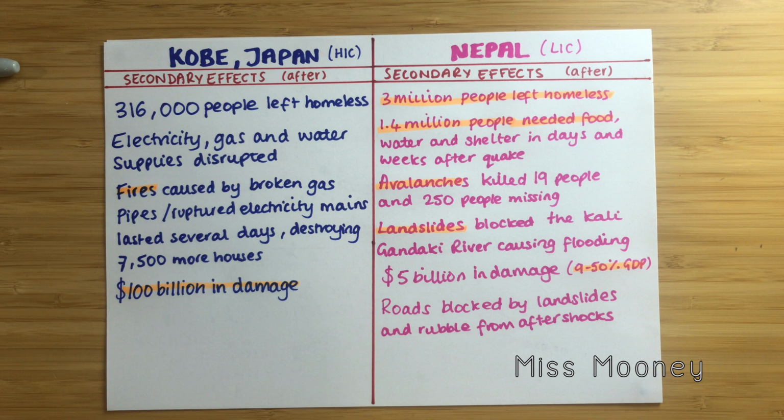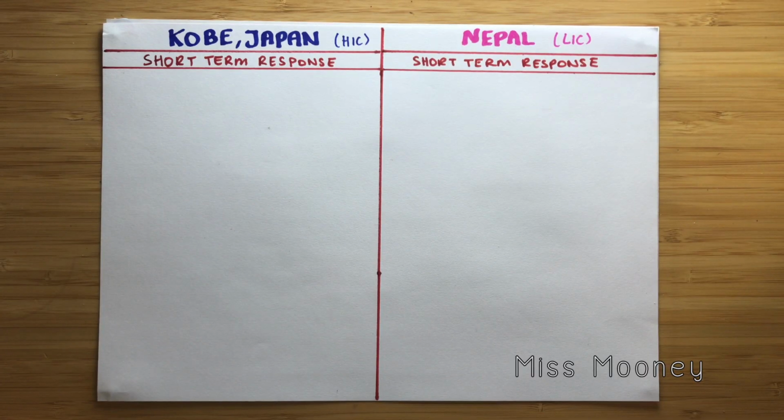So pause here and make your cue cards with the questions on one side and the answers on the other. And once you've completed this, we're moving on to the responses.